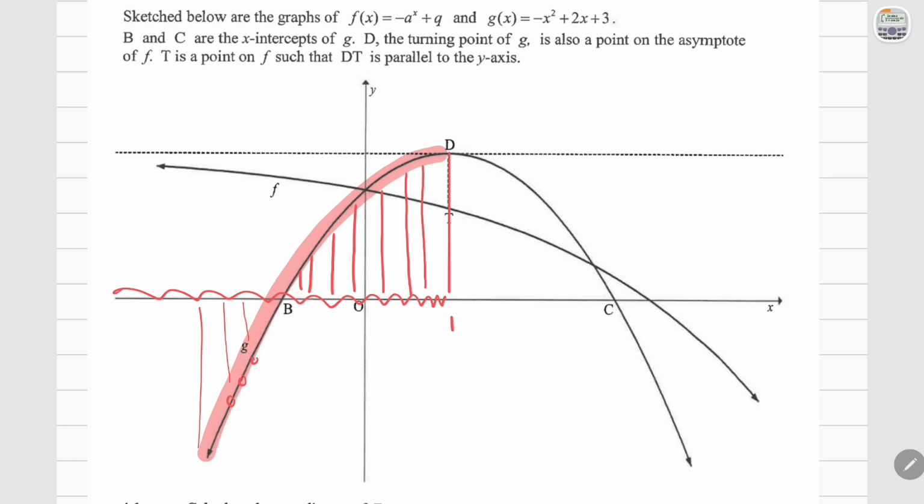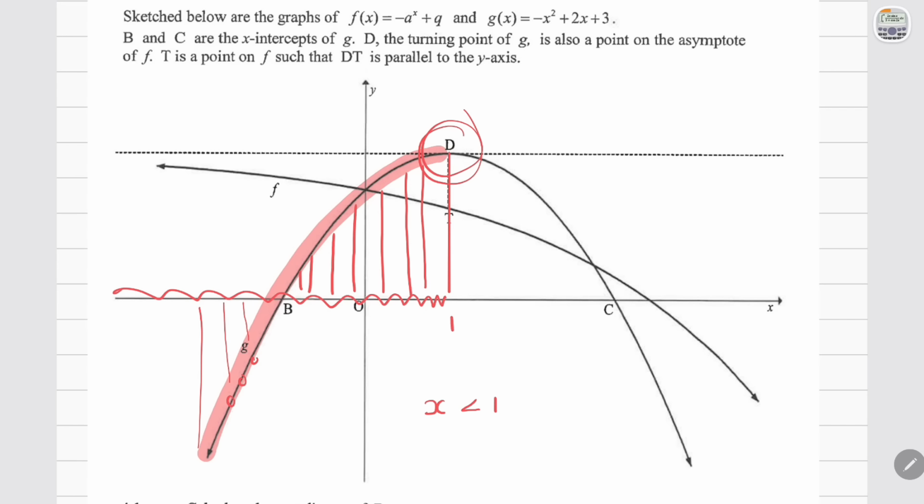Okay, so we know that at the turning point, where x is equal to 1, the gradient here is equal to 0. So the graph is not increasing or decreasing here. But then here, this is where it's increasing. And you can see the x values are values that are less than 1. So we can simply just say this is where x is less than 1.